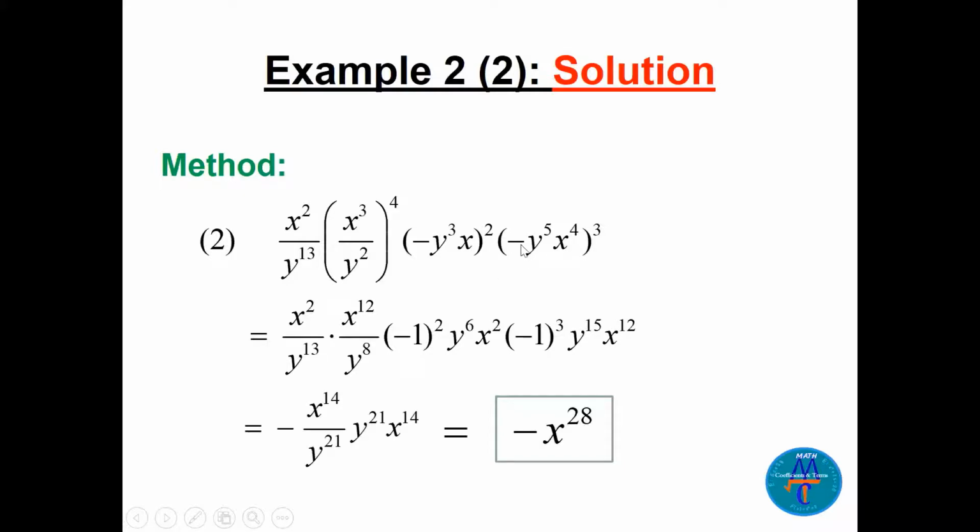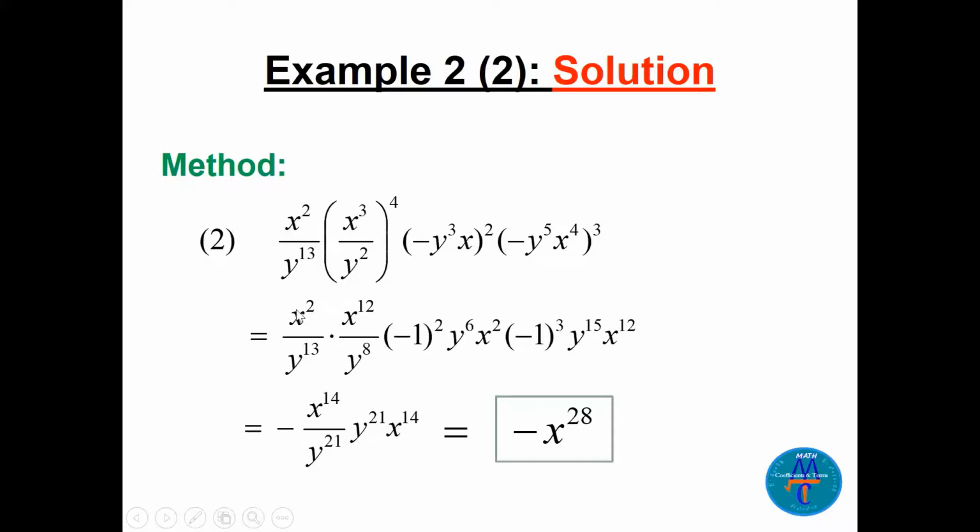Here, how many numbers do I see? 3 numbers. Minus 1 cubed. Y power, multiply 3 times 5, 15. Multiply 3 times 4, x power 12. Now, the simple numbers are this one, minus 1 squared. That's plus 1. So it will disappear. Minus 1, all cubed. Minus 1 times minus 1 times minus 1 is minus. So we have a minus in the answer.